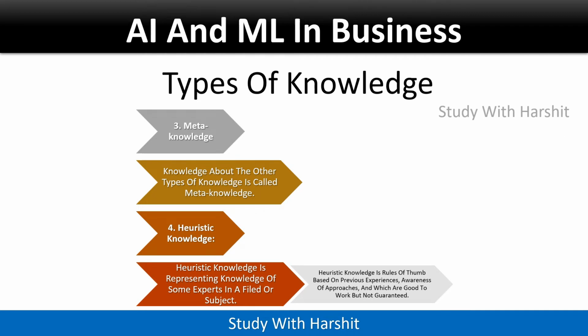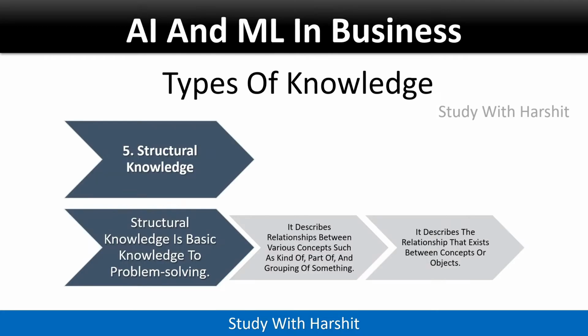Fourth, heuristic knowledge. Heuristic knowledge represents knowledge of some expert in a field of subject. Heuristic knowledge is rule of thumb based on previous experience and awareness of approaches, which are good to work with but not guaranteed. Fifth, structural knowledge. Structural knowledge is basic knowledge for problem solving. It describes relationships between various concepts such as kind of, part of, and grouping of something. It describes the relationship that exists between concepts and objects.